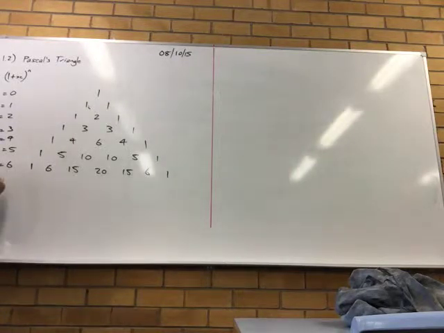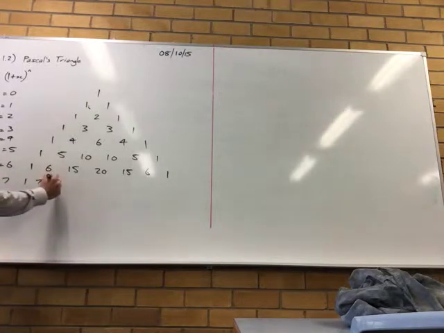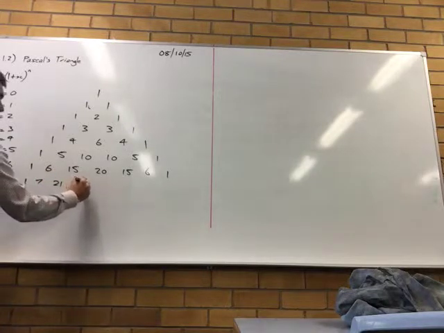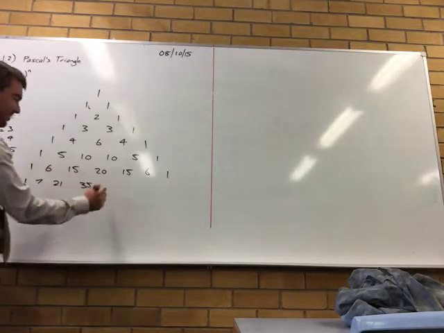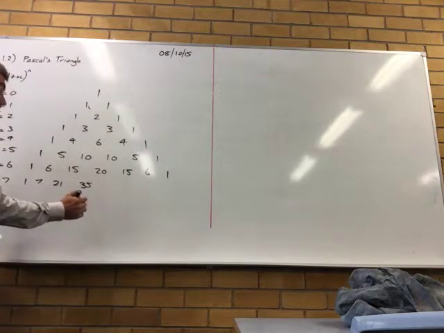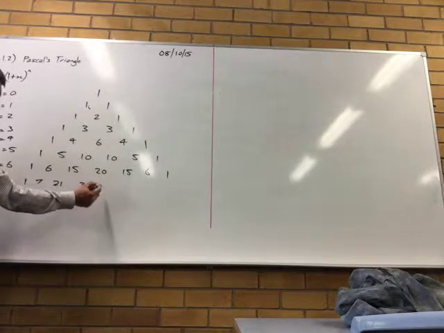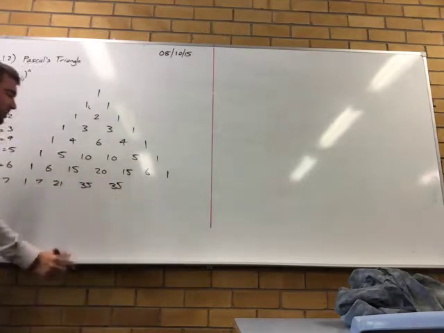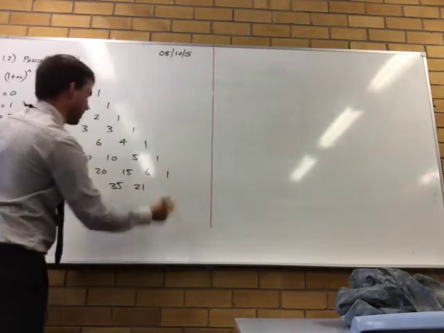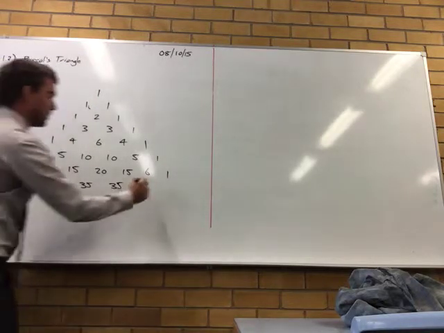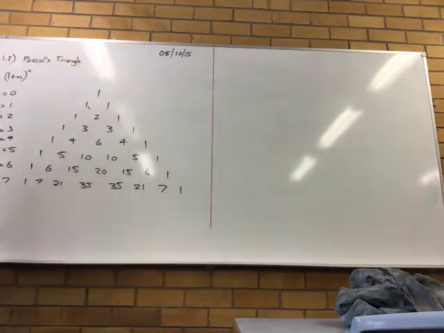So what's the 7th row? Well, 8th row, sorry. 1, 7, 21, 35, 35, 21, 7. Good. Alright, so it continues. So we have identified the pattern.